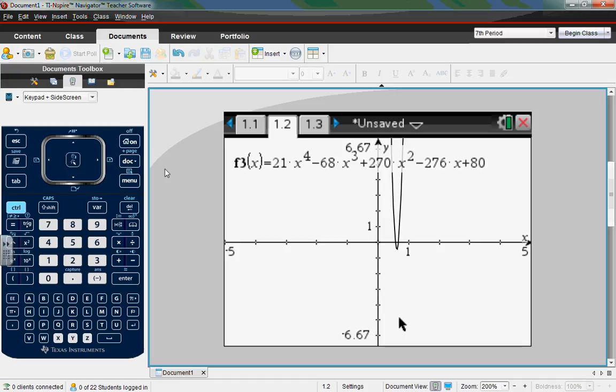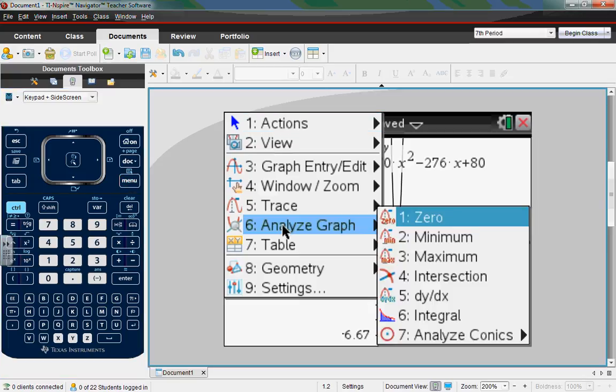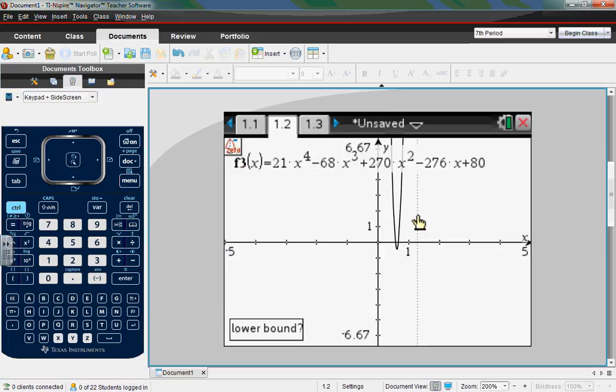And now I'm going to cheat, and I'm going to use the 0 function. So menu, analyze graph, 0. And I'm going to go left bound, right bound, there it is. So there's one 0. And I'm going to do that process again. And there's my other one.